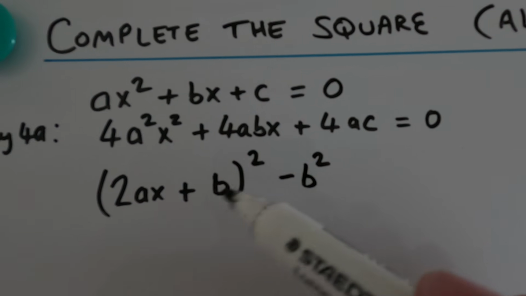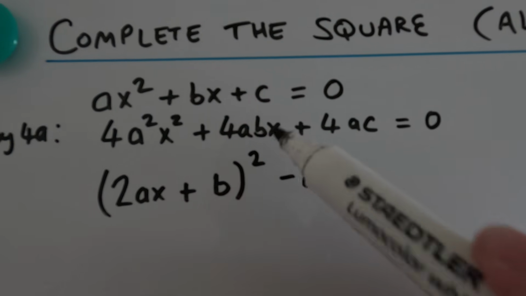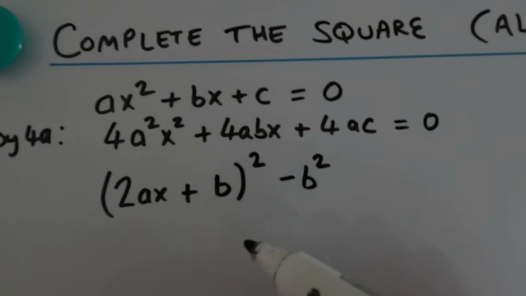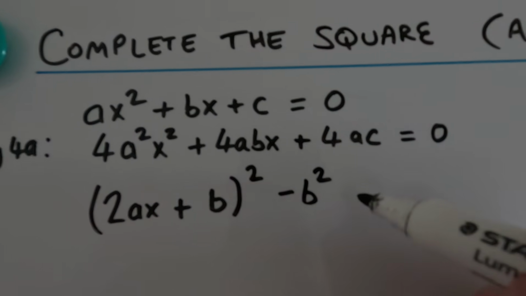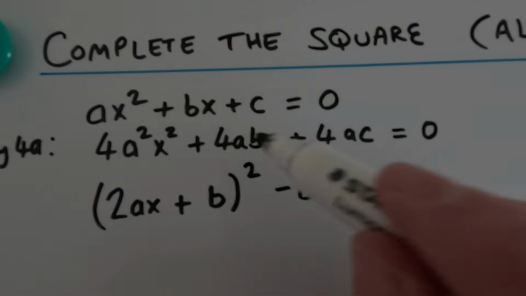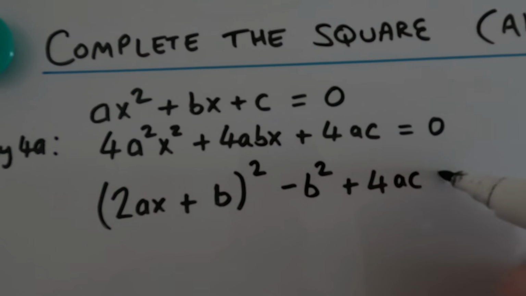Okay, so 2ax plus b all squared is 4a squared x squared plus 4abx plus b squared. So we've added in a b squared, so we need to take it back out again. So we've now completed the square on this, and then remember the 4ac at the top, and that equals 0.